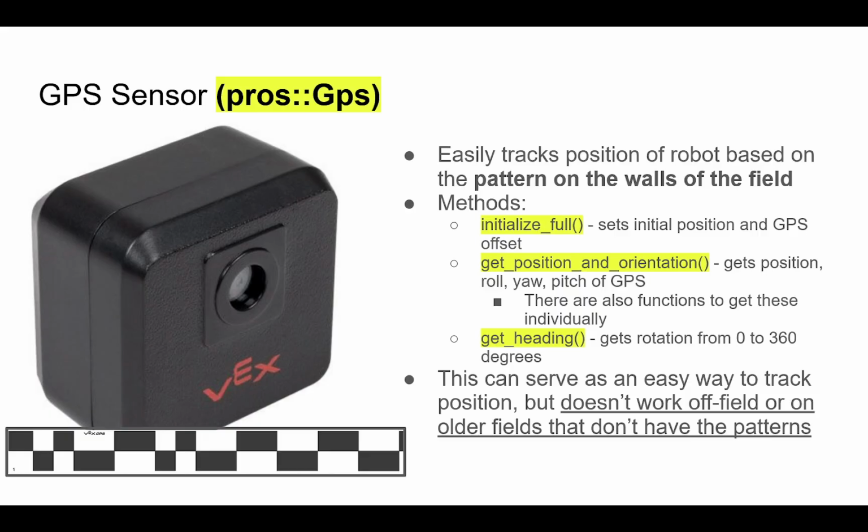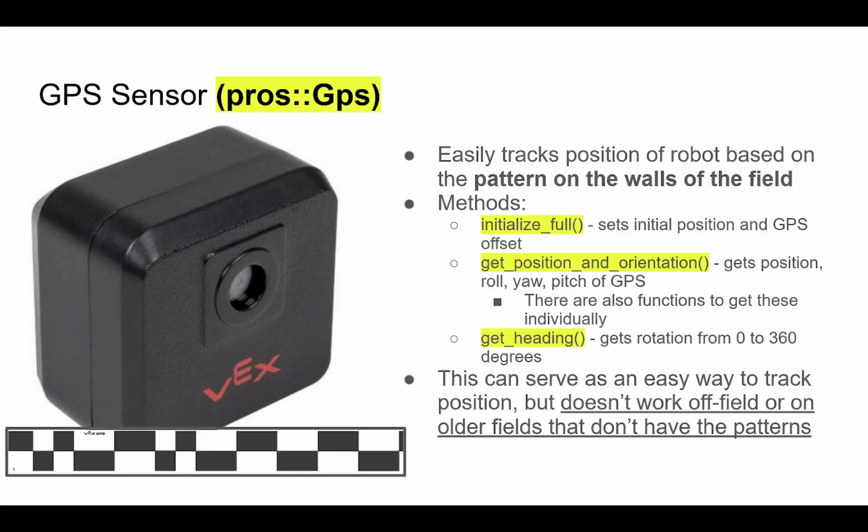This part easily tracks position of the robot based on the pattern on the walls of the field, as you can see down below. Some methods you can use with it are initialize full, which sets the initial position in GPS offset, and get position and orientation, which gets the position on the X and Y coordinates, roll, yaw, and the pitch of the GPS, rotation and position data basically.